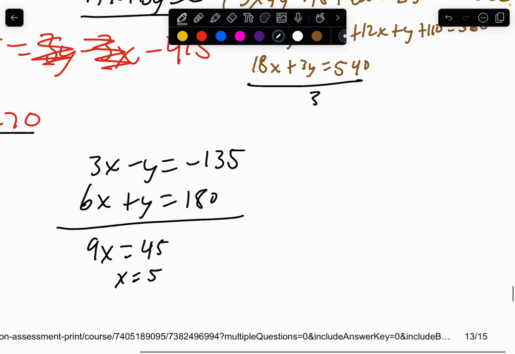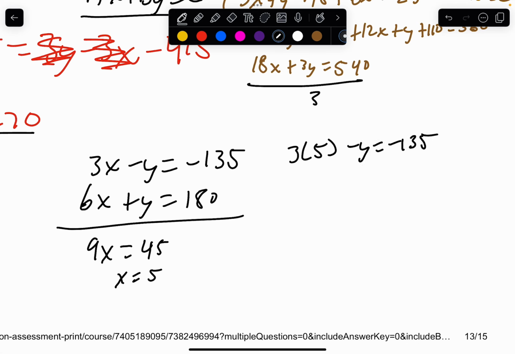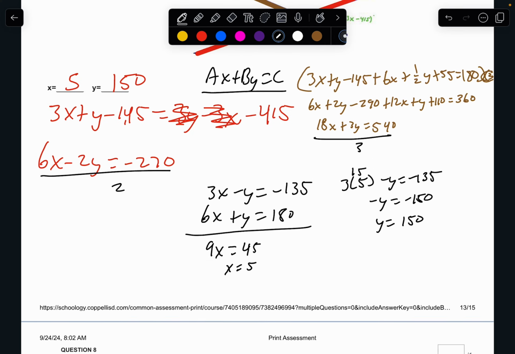Go back and plug that in. I have 3 times 5 minus y equals negative 135. So this would be 15. So subtract 15, be negative 150, which means y is positive 150. And those are the answers we had up there.